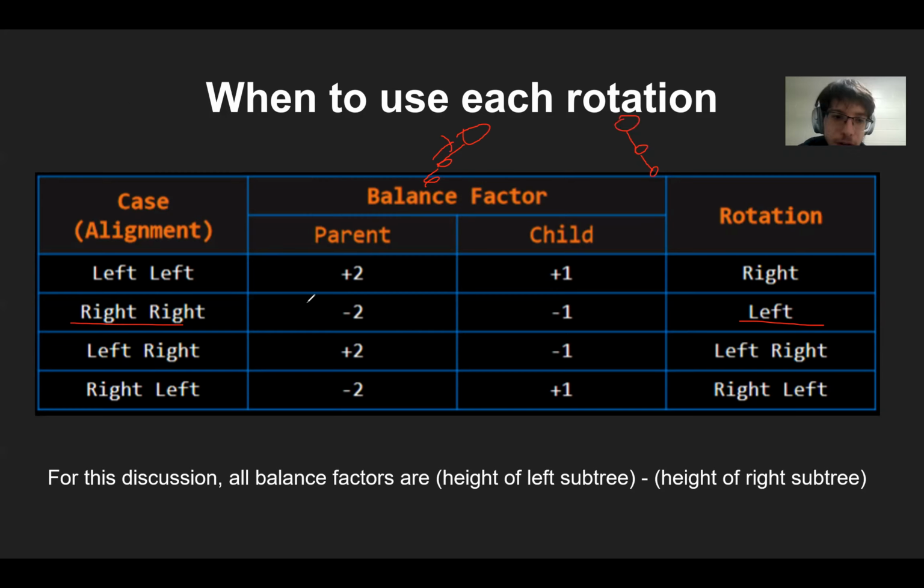And a left right rotation, if it's +2, we have more on the left. So we know our next one's on the left. Well, the child is -1, which means that it has more on the right than on the left. So it's going to look like this. And then right, left is similar. We have -2, and it's more on the right. But then the child is +1, so let's go left. So this is what we have.